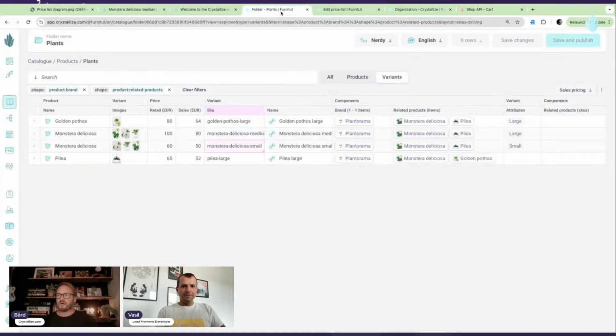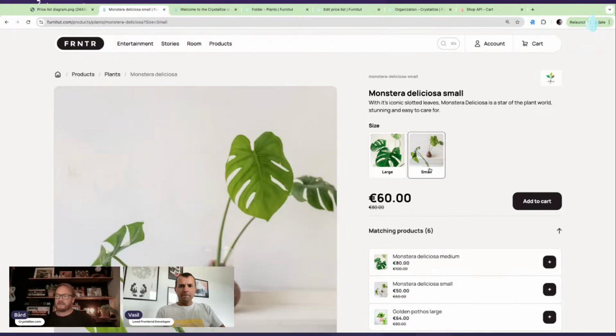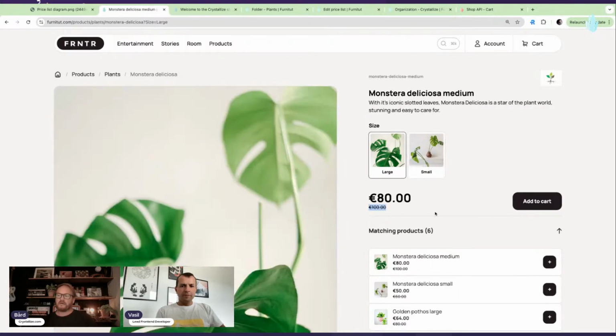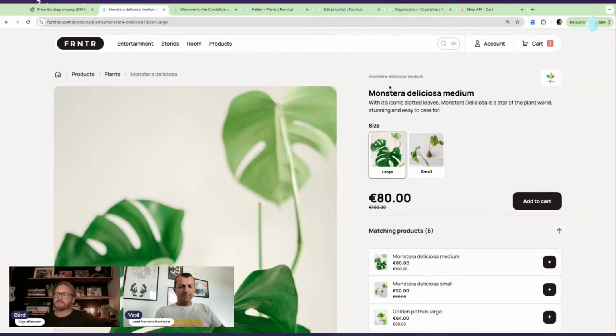So we have, as we saw, the prices for our product, a sales price and a retail price. And if I go here then to the storefront, this is using our Next.js accelerator, which has this implemented, so that you can see here, okay, I have the retail price at 100, that's the compare at, and I have my market price here for this web shop, which is 80. So that's nice. So it's 20% discounted by default.